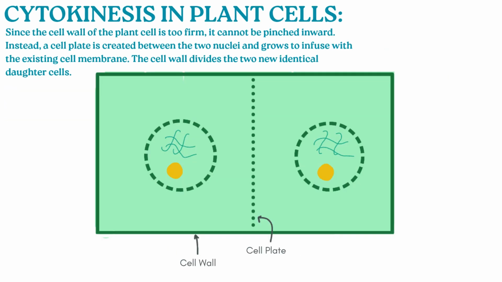However, in plant cells, the cell wall is too firm to be pinched inward. Instead, the cell plate is created between the two nuclei and grows to infuse with the existing cell membrane. The cell wall divides the two new identical daughter cells.